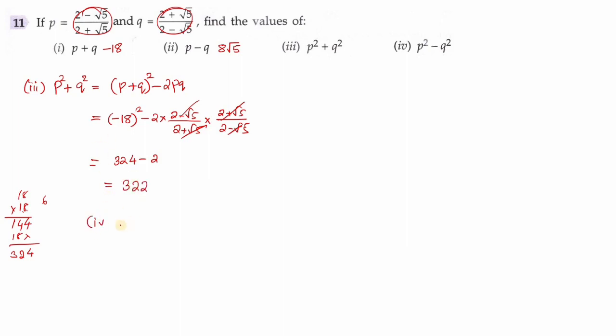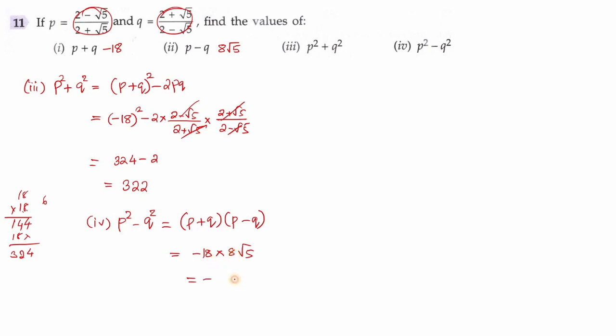Let's do number 4, the last one, which is p square minus q square. Now this is in the formula p plus q into p minus q. So what is p plus q? P plus q is minus 18. What is p minus q? It is 8 root 5. So just multiply, you'll get your answer.